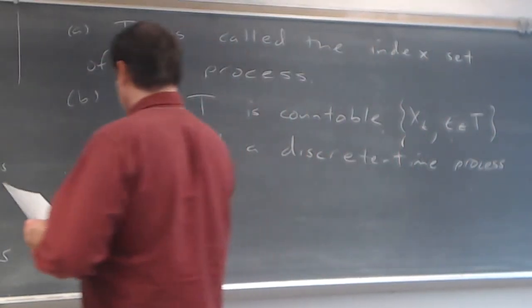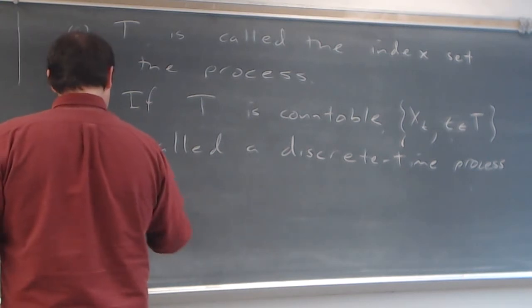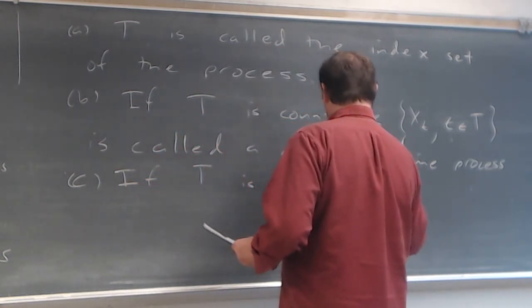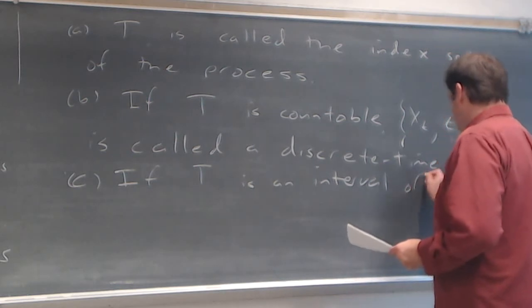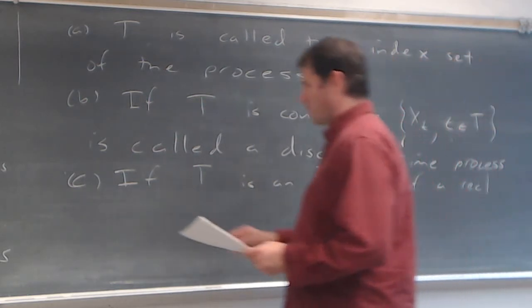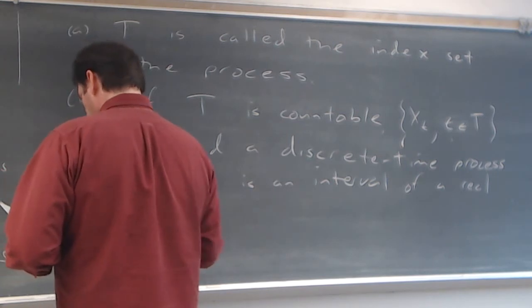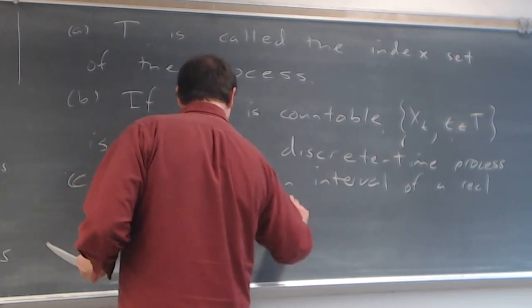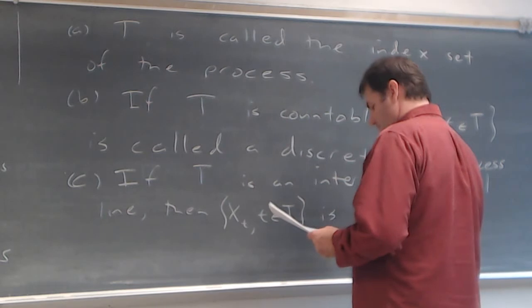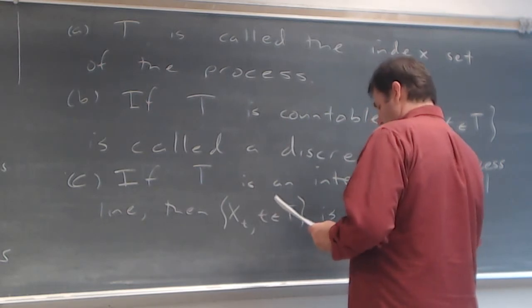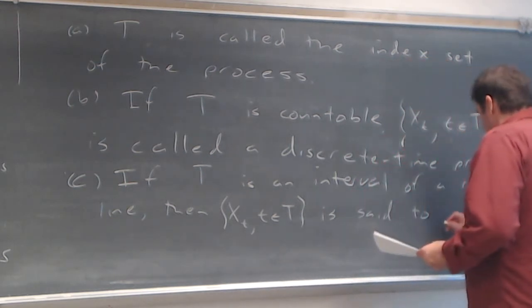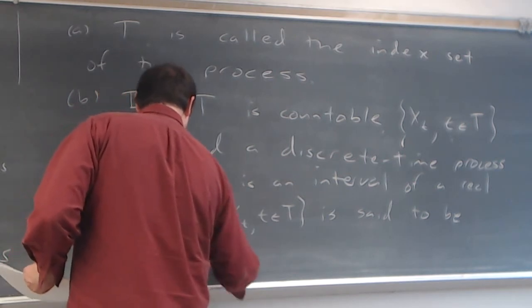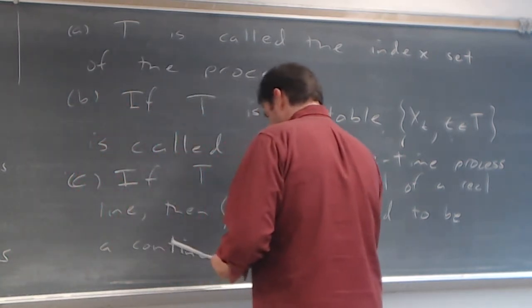C, if T is an interval of the real line, then X of t, t being an element of T, is said to be a continuous time process.